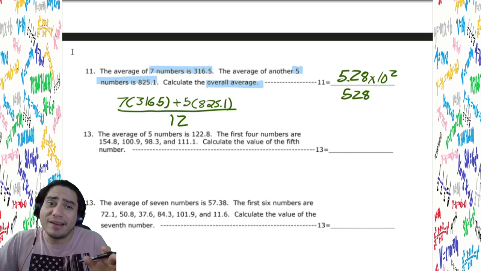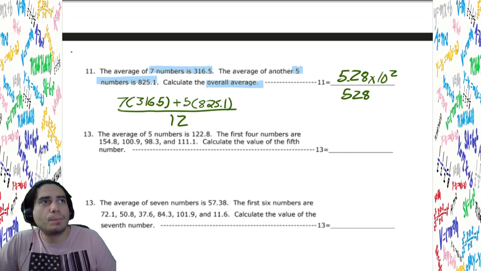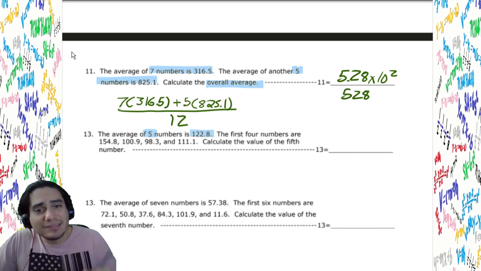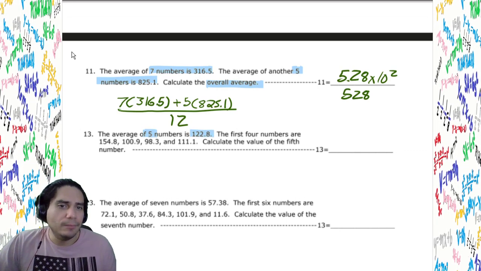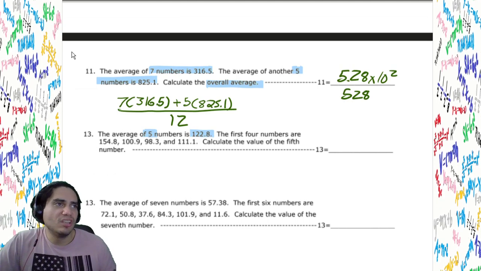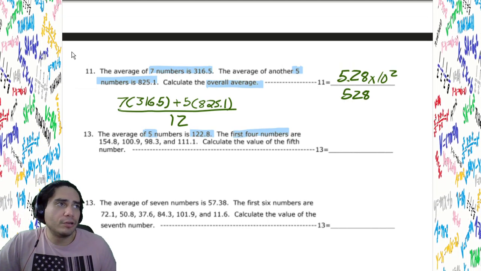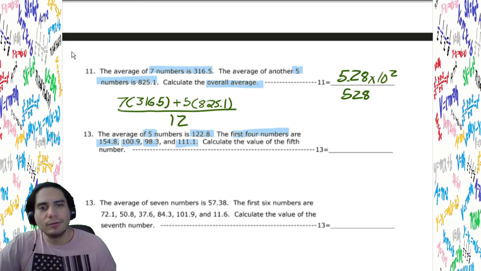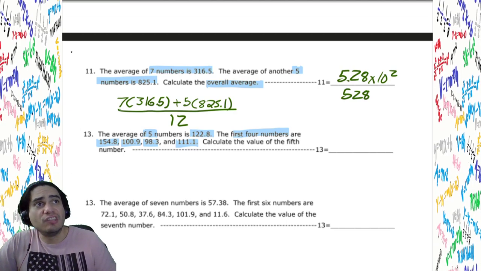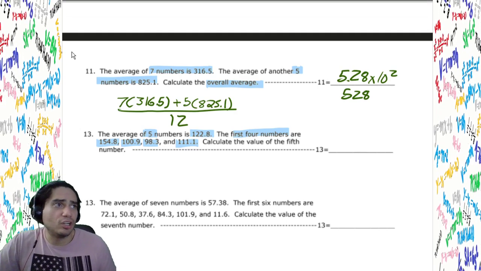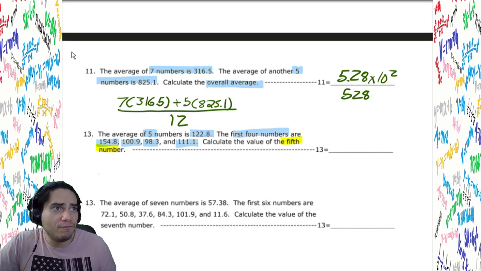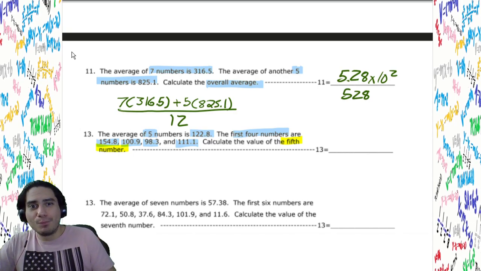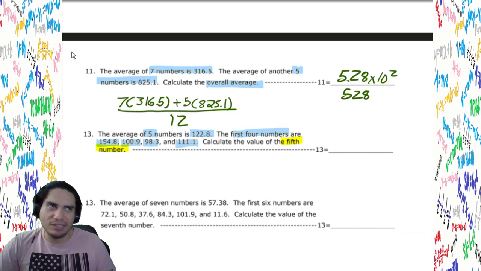Now this problem right here, I like this problem a lot. It's a good problem. It tells us the average of 5 numbers is 122.8. It already tells us what this is. The first 4 numbers are this, that, this, and the other one, right? But notice what it says here. Calculate the value of the 5th number. We're going to have to do some algebra here, and I like that. So let's take a look.